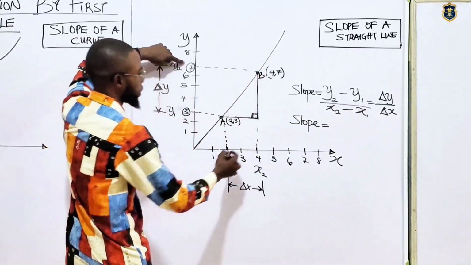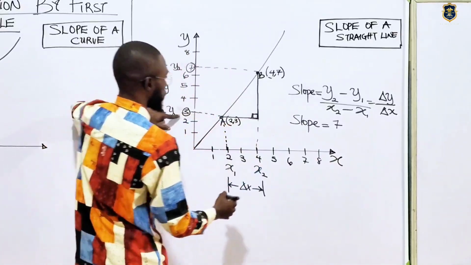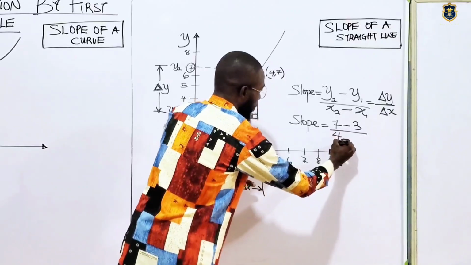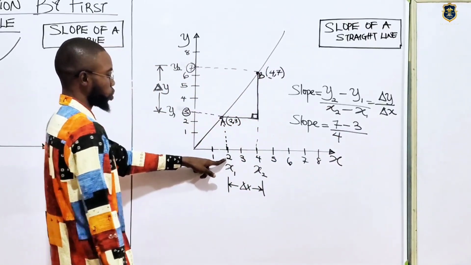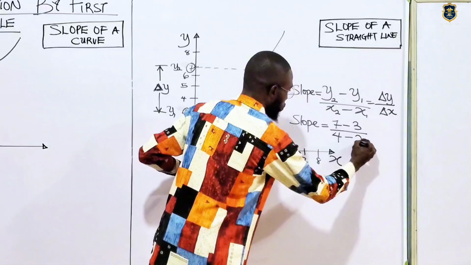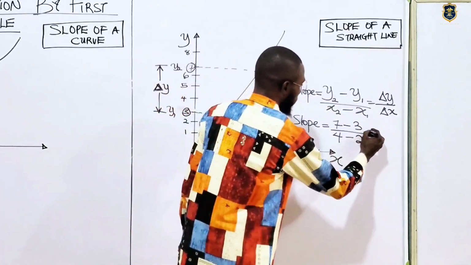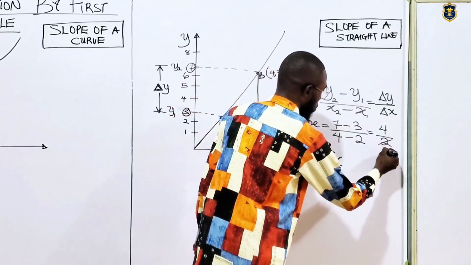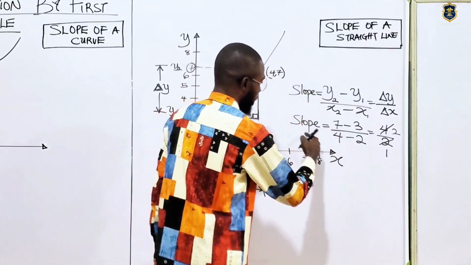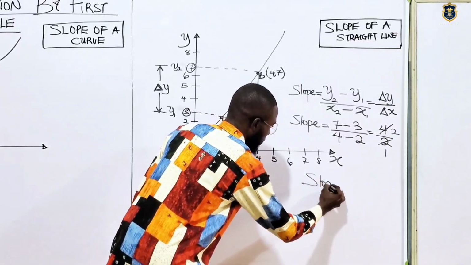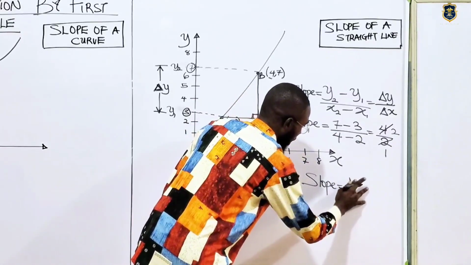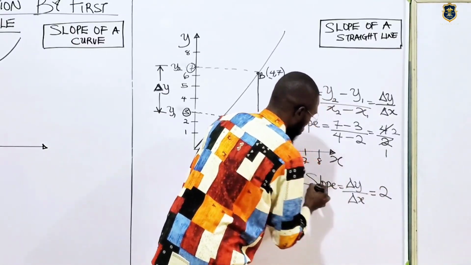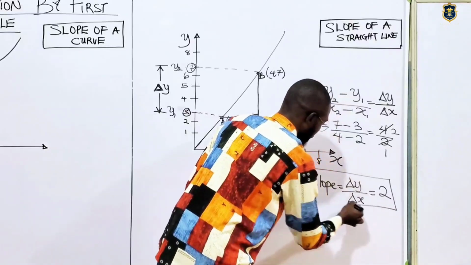So what's our y2 now? y2 is 7, minus y1, which is 3, over x2, which is 4, minus x1, which is 2. And then 7 minus 3 is 4. Also 4 minus 2 is 2. Therefore 4 over 2 is 2. We are safe to say that our slope, which is change in y over change in x, is equal to 2.